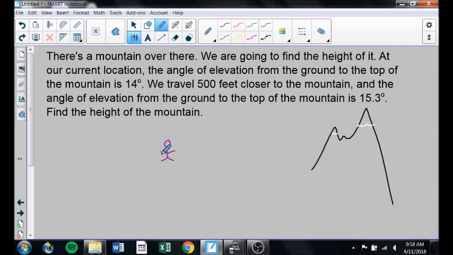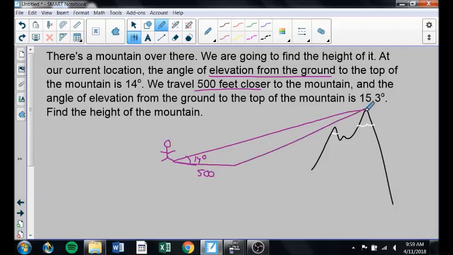So what we do is, from the ground at our current location, the angle of elevation to the top of the mountain is 14 degrees. This angle here is 14 degrees. Then we travel 500 feet closer. So this distance here is 500. Then we measure this angle, and this angle here is 15.3 degrees.